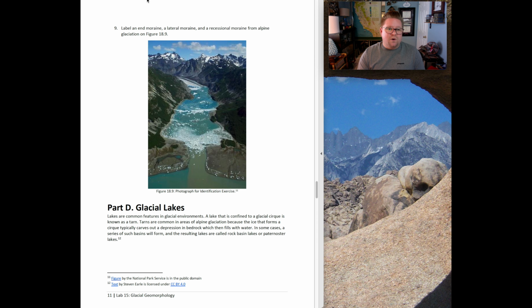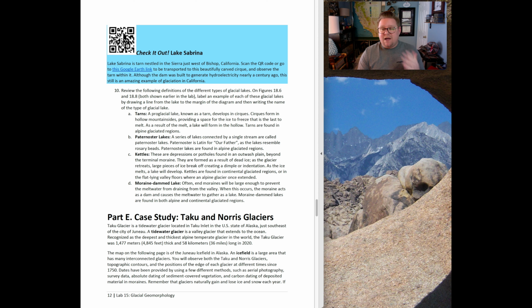So moving forward into this next part, we can check out one of my favorite stops along the eastern Sierra, Lake Sabrina. Lake Sabrina is a tarn nestled in the Sierra west of Bishop. Again, take a photo with your cell phone, click on the hyperlink, and we'll be transported to one of the most beautiful spots along the eastern Sierra. From that video, you'll be able to spin in 360. You'll be able to see the tarn itself within the cirque, arêtes and horns. And if you were to travel a little bit farther eastward from that location, you'll be able to observe some moraines and erratics.